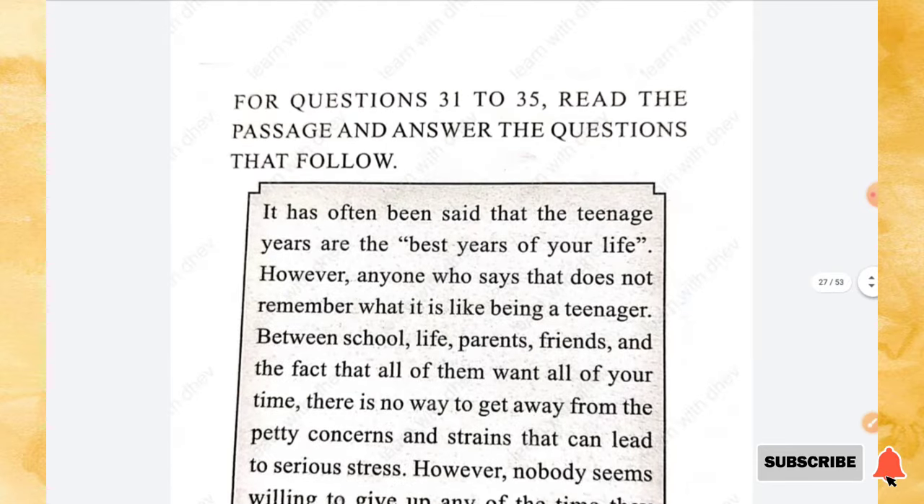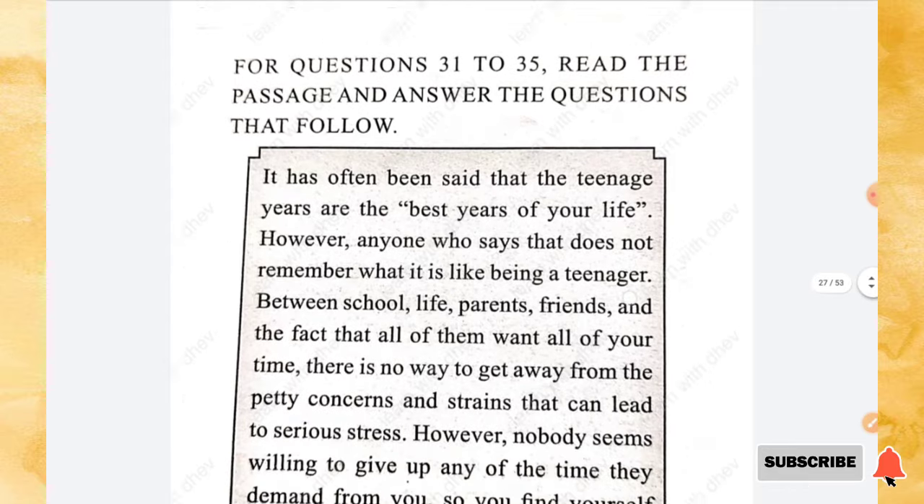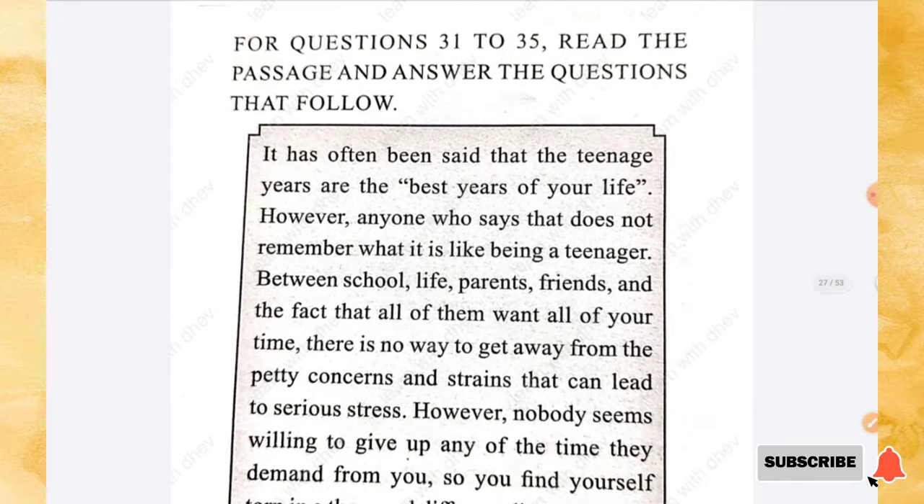The next section is reading. For questions 31 to 35, read the passage and answer the questions that follow.